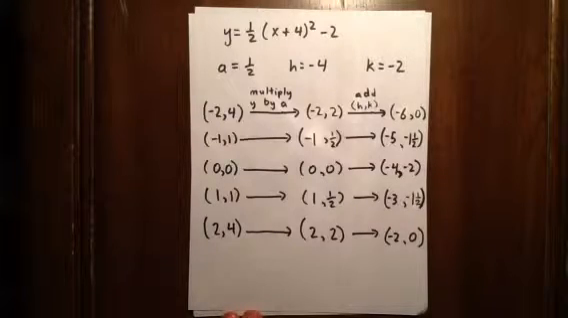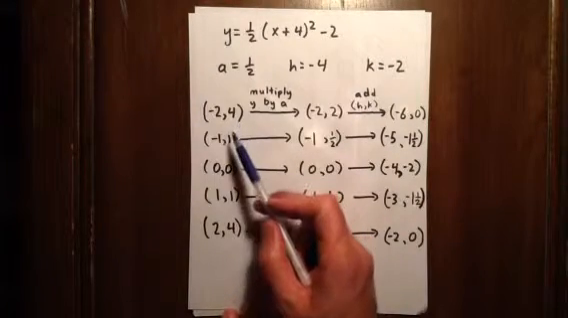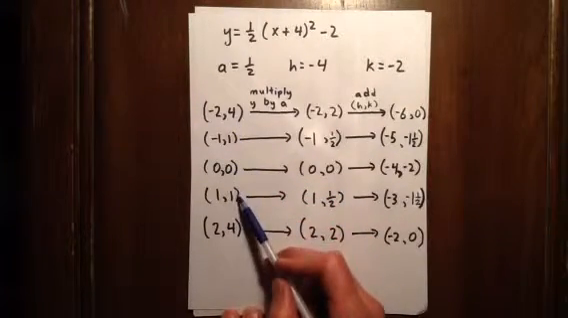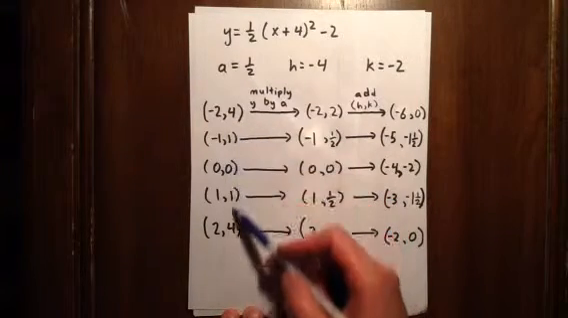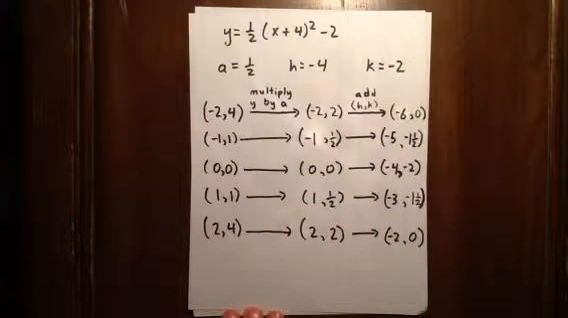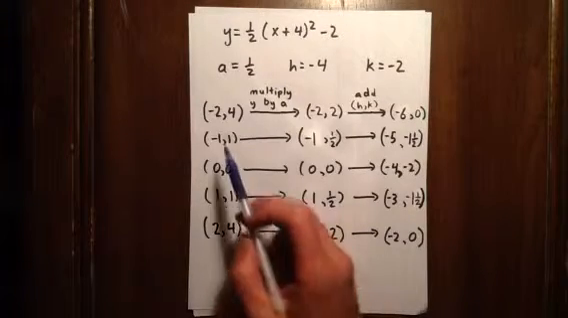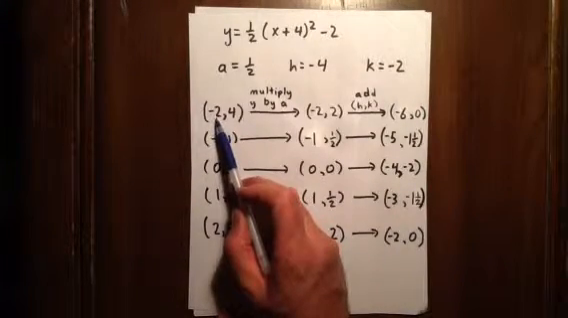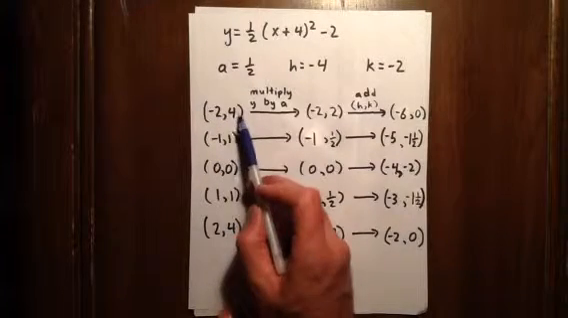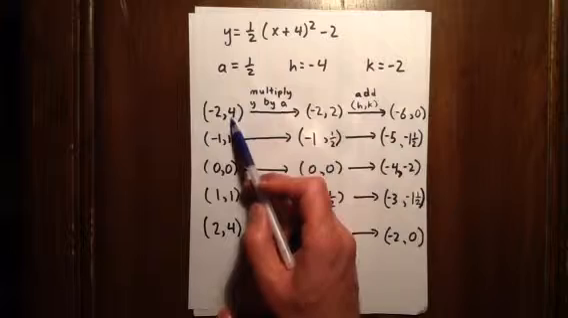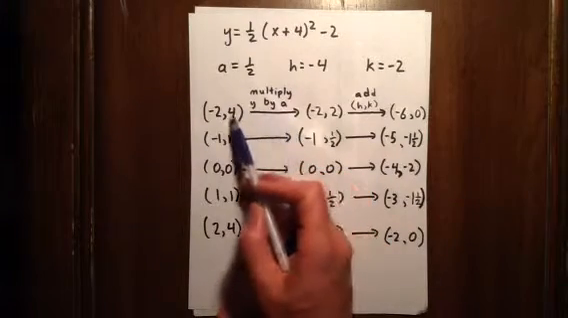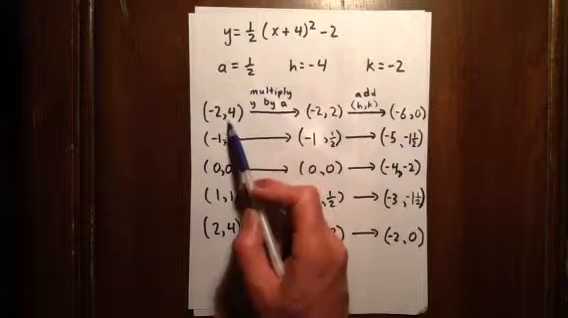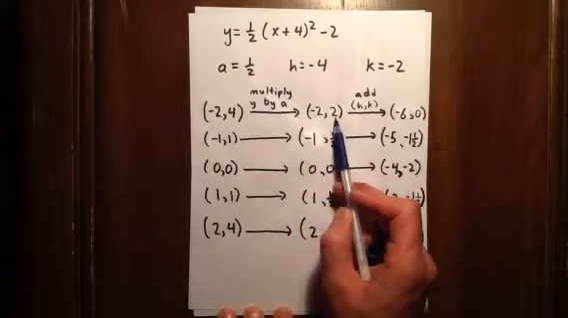Now what we then do is we start with the 5 key points on the parent function y equals x squared. Now those 5 key points are (-2, 4), (-1, 1), (0, 0), (1, 1), and (2, 4). These 5 key points are on the parent function y equals x squared. Well, what we're going to do is transform each of the points. So we take (-2, 4). We're going to multiply the y coordinate by 1/2. Multiply the y coordinate by a. So 4 times 1/2 is 2. So (-2, 4) becomes (-2, 2).